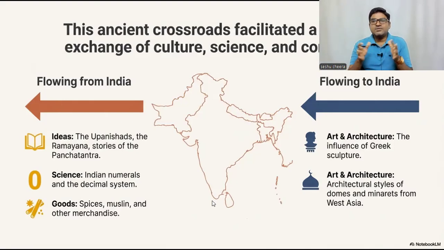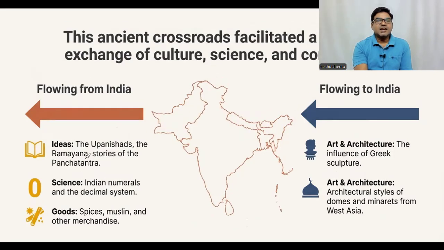So there are two ways in which we look at this. First, let us look at what is flowing from India. Ideas such as the Ramayana and the stories of the Panchatantra were flowing from India to other countries. The idea of zero, the decimal system, and the knowledge of science and math have flown, and spices, muslin, and other merchandise have flown from India to other countries.